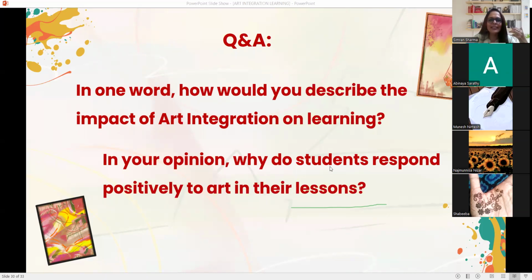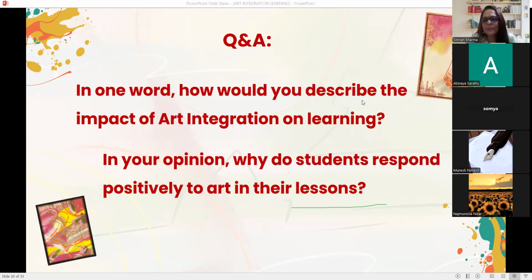Art subjects encourage self-expression and creativity. Vani ma'am, absolutely right. Okay. Yes, Soumya ma'am.